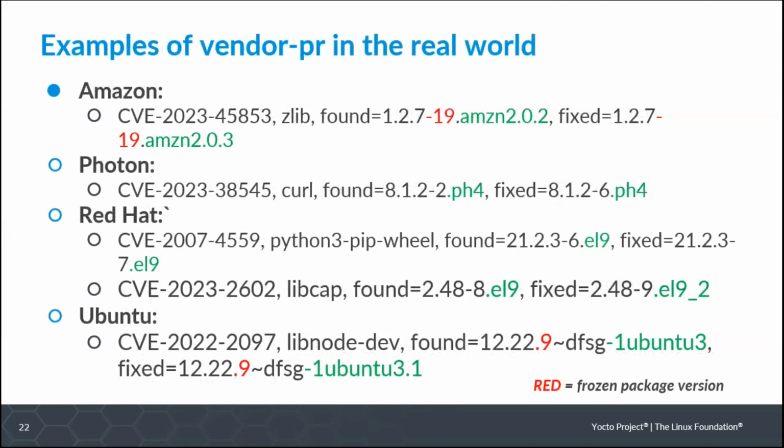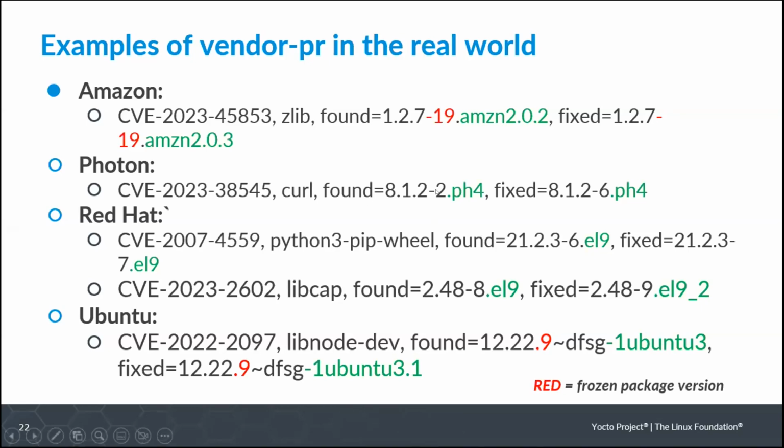Examples of it already in the real world. This is what Amazon, Photon, Red Hat, Ubuntu do. Whenever there's an up-rev, in this example there's a CVE, the package where the problem was found, and presumably the version that's fixed. You can see Amazon has their extension, Photon, I guess this means Enterprise Linux 9, Ubuntu 3. So that's how they do their extensions on package names, and that's how they track per-vendor releases.